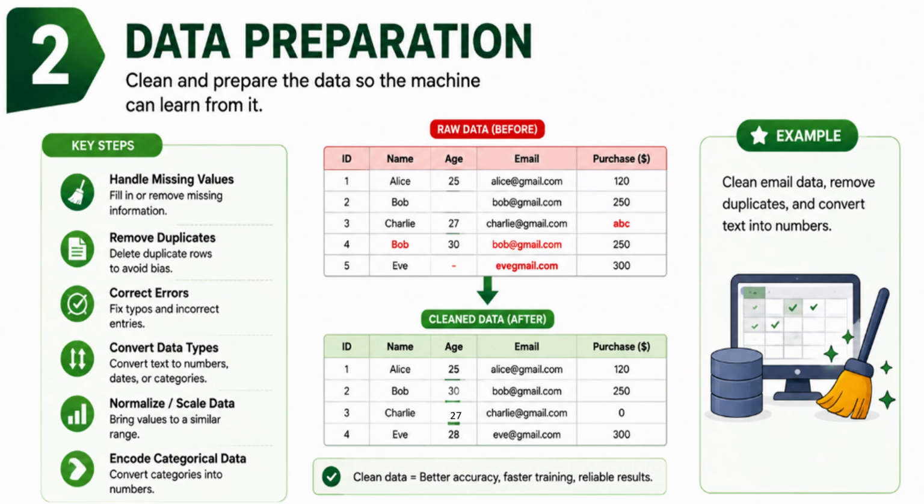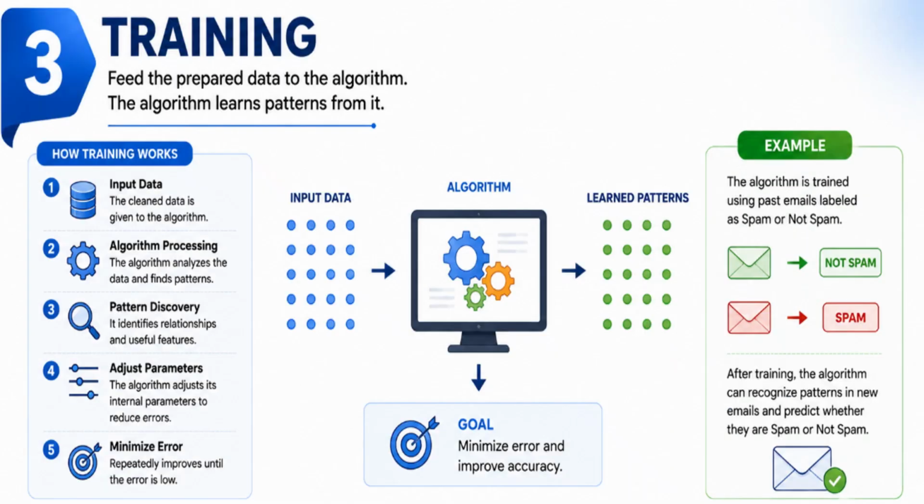Think of it like washing and cutting vegetables before cooking. The better the preparation, the better the final result. Clean data leads to better learning, faster training, and more accurate predictions. Now comes the most important step in the machine learning process, training. This is where the actual learning happens.